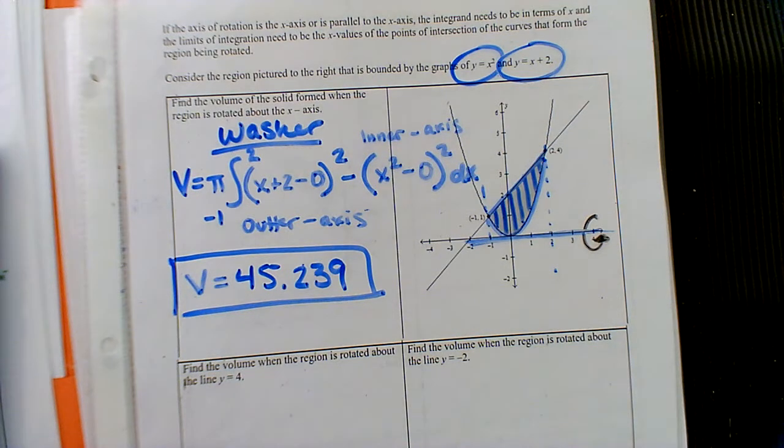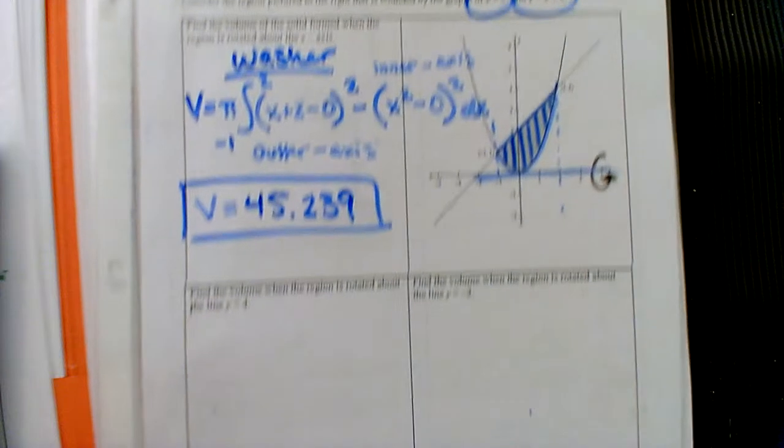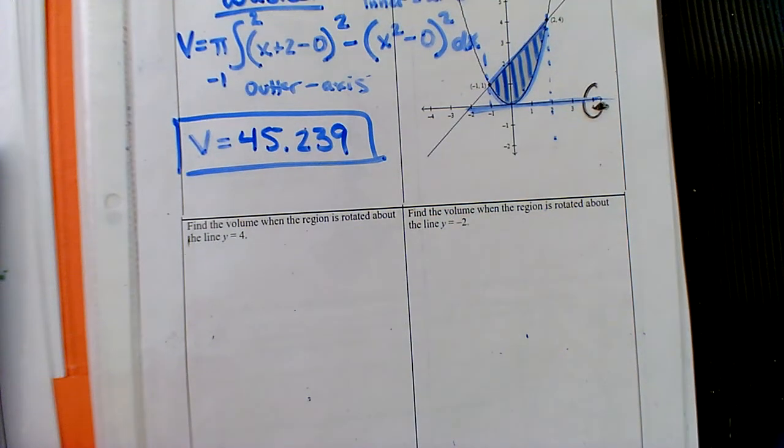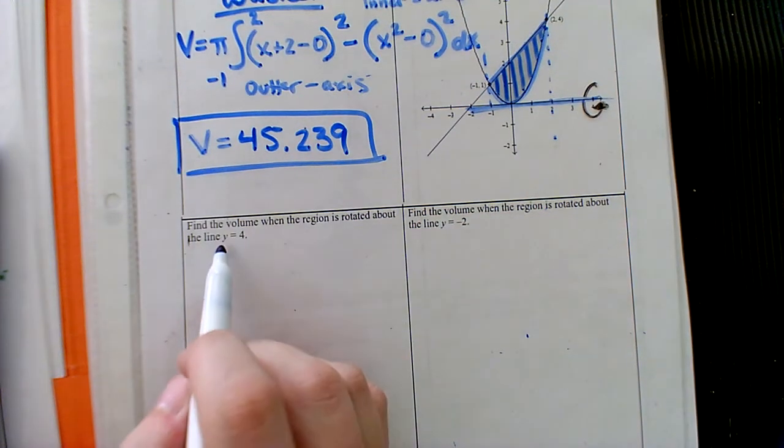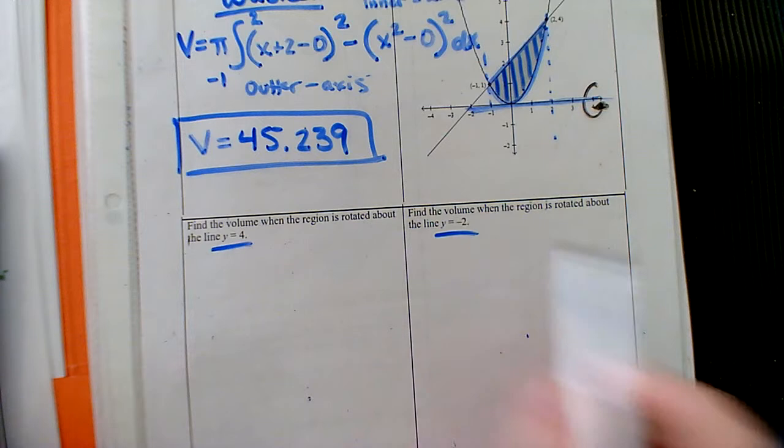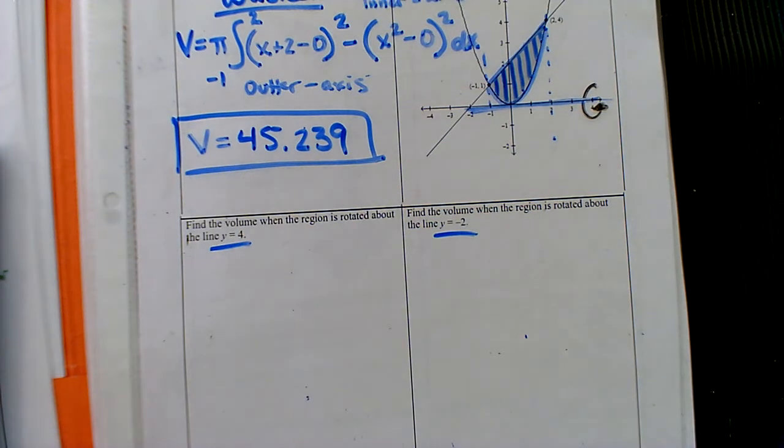Alright. We'll stop there for today because the bell's going to ring in a little bit. But tomorrow, we're going to step it up a bit. Notice how in the next few examples, we're going to revolve it around something other than the x-axis. So we're going to see how that changes our setup and therefore the volume. Okay?